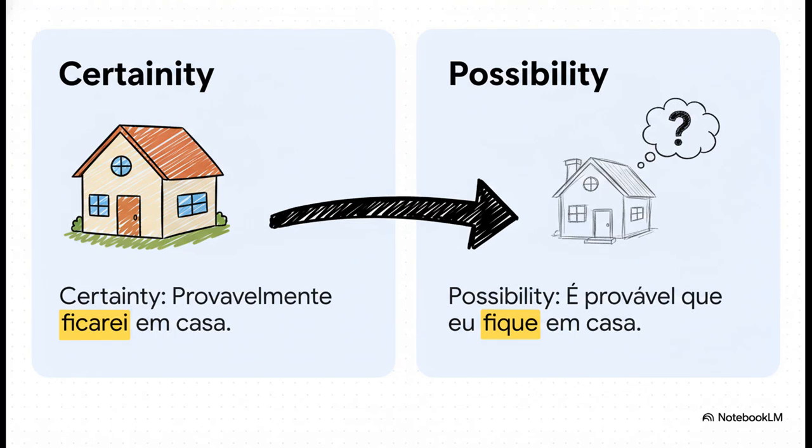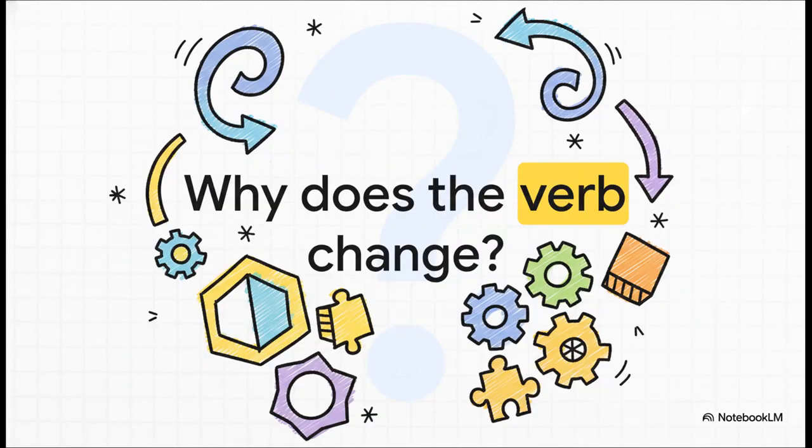Okay, check this out. On the left, we've got a sentence about certainty: I will probably stay home. But on the right, we're talking about possibility: it is likely that I stay home. The meaning is basically identical, right? But look at the verb. How did ficaré become fique? That's the big question, isn't it? Why does that verb suddenly change its shape? This little switch is the entire secret to the subjunctive. And I promise you, by the time we're done here, it's going to seem completely logical.